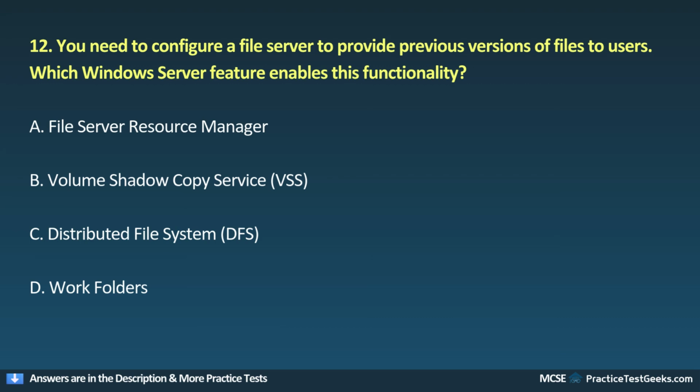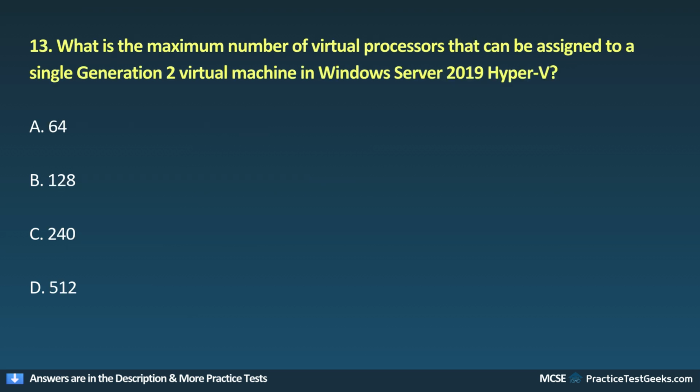12. You need to configure a file server to provide previous versions of files to users. Which Windows Server feature enables this functionality? A. File Server Resource Manager. B. Volume Shadow Copy Service. C. Distributed File System, DFS. D. Work Folders.